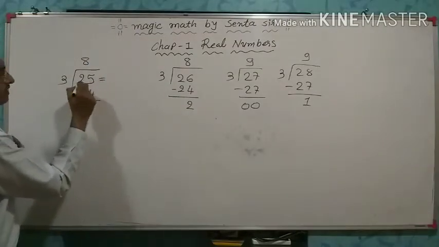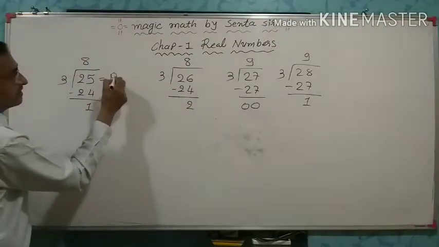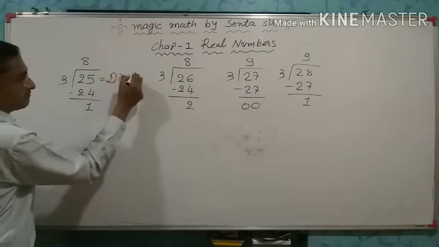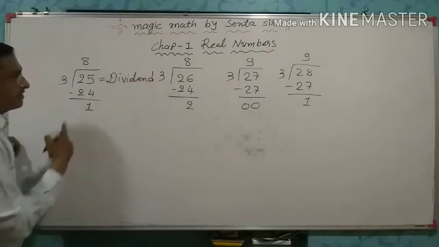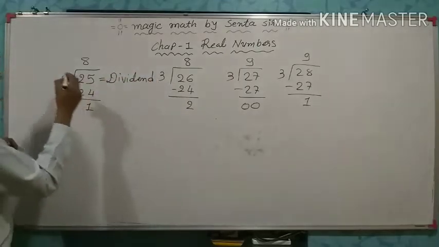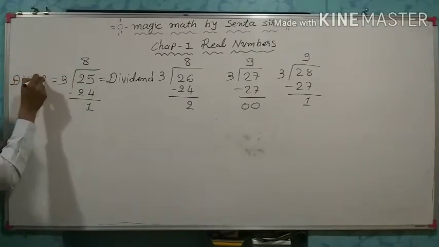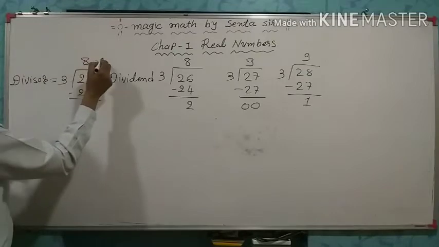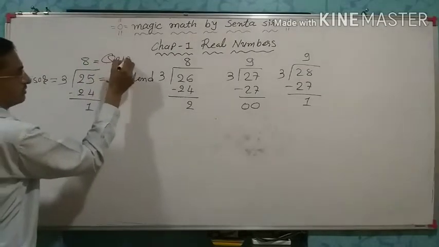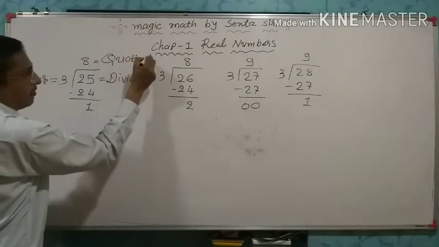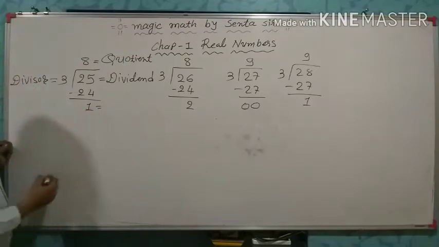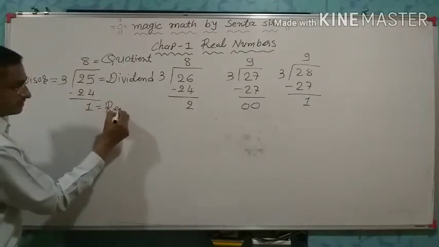Friends, you know 25 is called dividend. 3 is called divisor. 8 is called quotient. And 1 is called remainder.